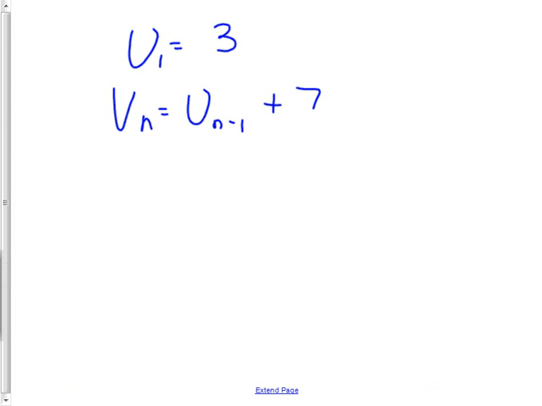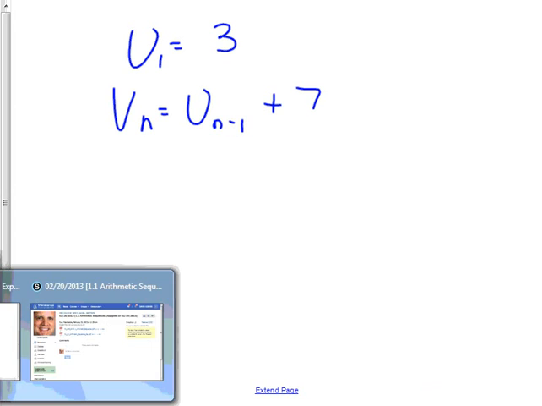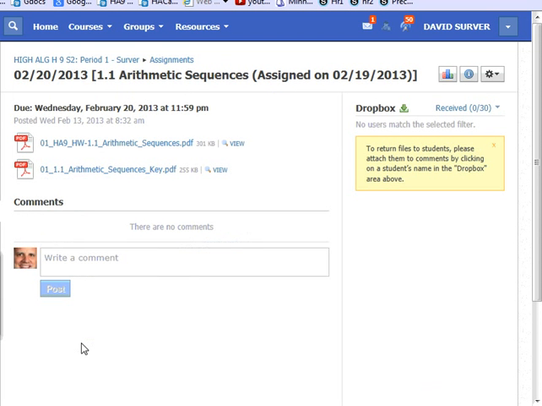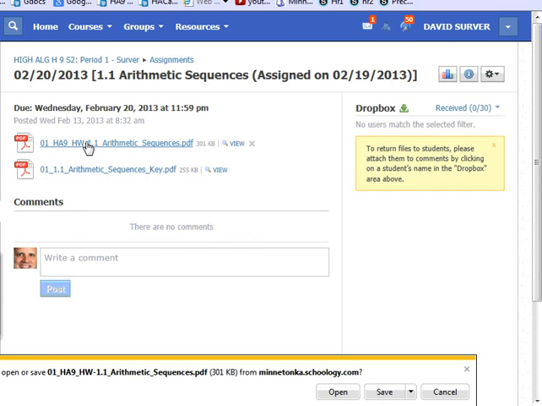And let's see if I can pull up... There it is. And the homework for today, yes, the due date is February 20th, but it says assigned on 2/19. All right, so that top one, arithmetic sequences.